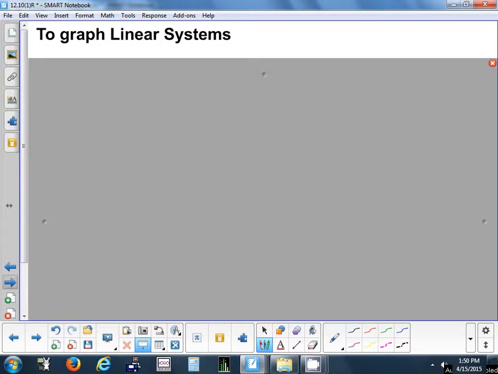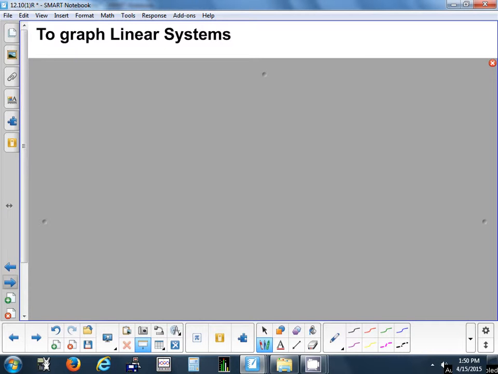All right, so to graph our linear systems. That's what we're talking about today, linear systems. That's what we've been doing. Instead of having 2 equations, we're going to have 2 inequalities. Before, we did substitution and elimination. Now we're doing linear systems.